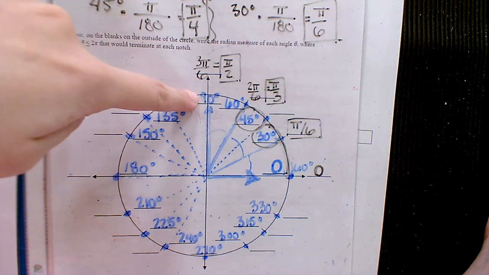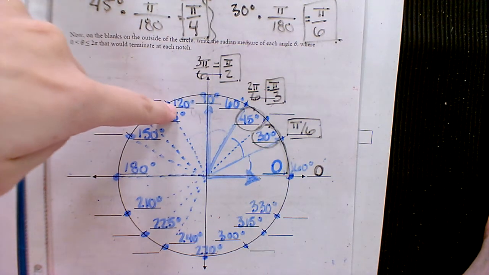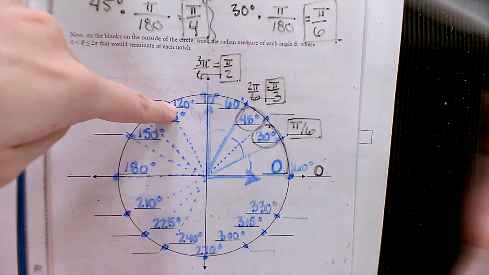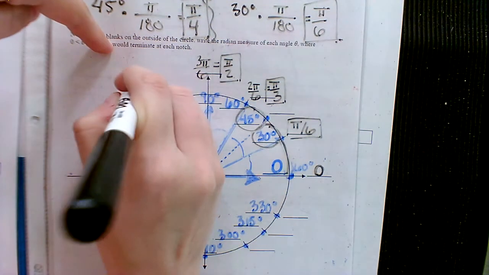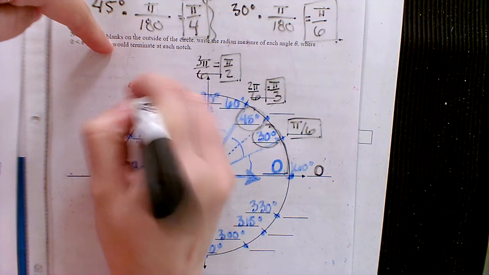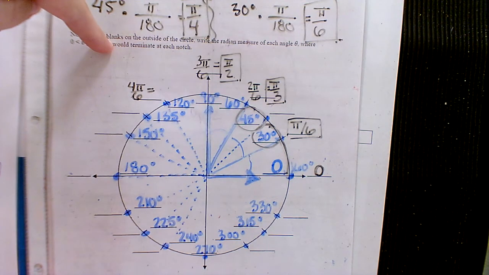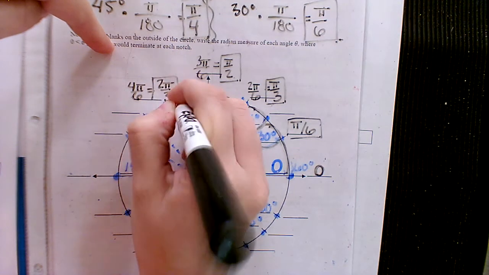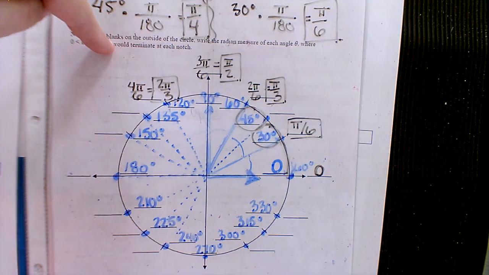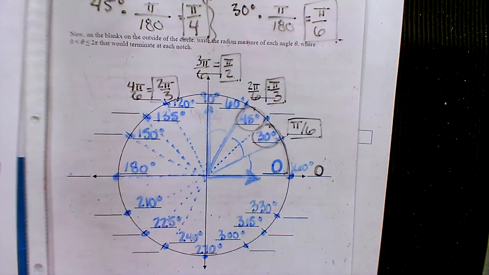If we add another 30 degrees to 90, we're going to get to 120. If we add another pi over 6 to 3 pi over 6, we'll get 4 pi over 6. But we can simplify that. 4 over 6 becomes 2 over 3. There's the equivalent radian amount. You see how we're just adding all the way across or all the way around?